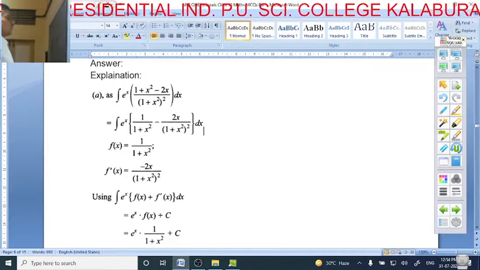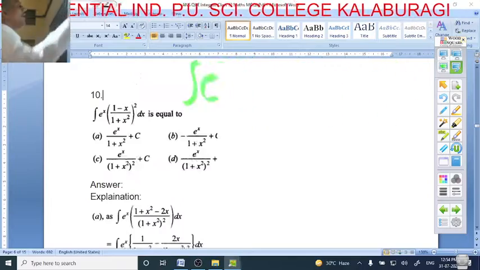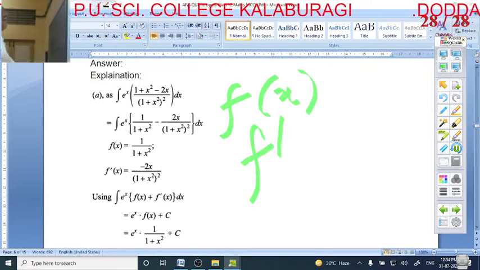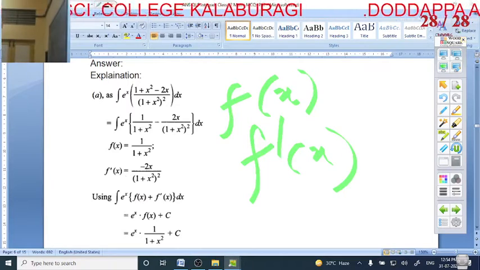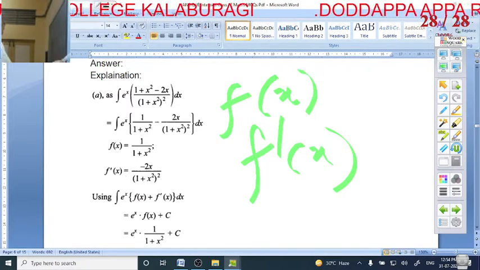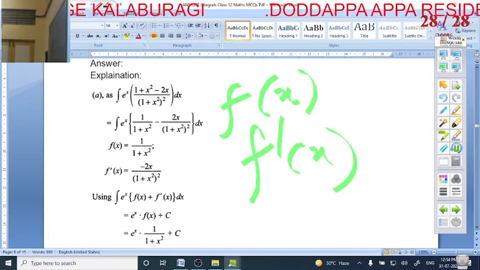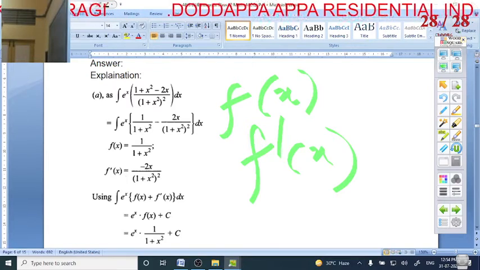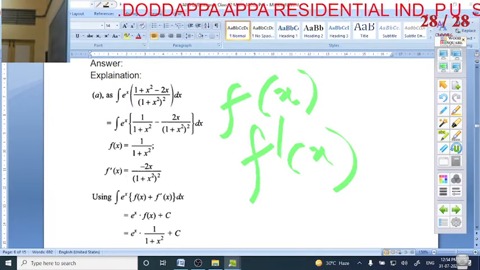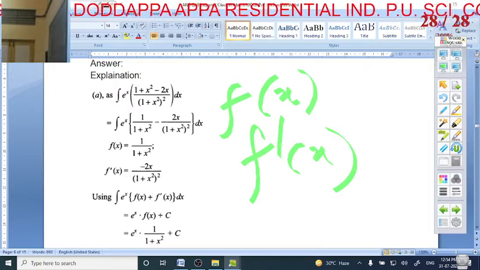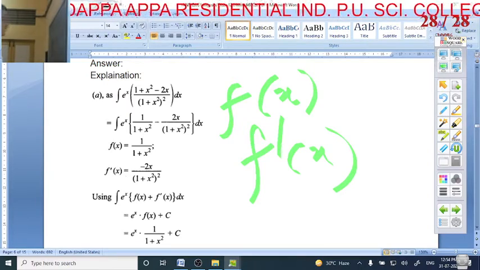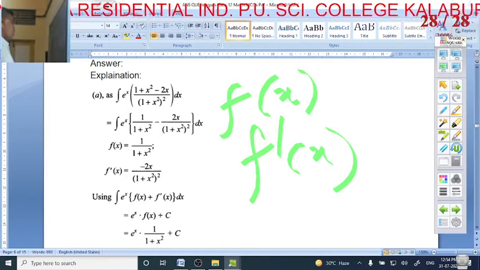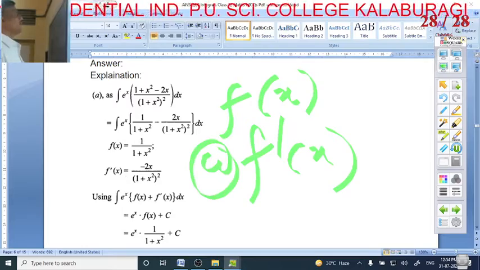So here you are going to treat these as the values. Consider one value f of x, and another one f dash of x. This is very important. Then the derivative of 1 divided by 1 plus x square is minus 1 divided by 1 plus x square, and the derivative of x square is 2x. Total f dash of x is equal to minus 2x divided by 1 plus x square whole squared. In this way, we are getting the first answer option as the answer.